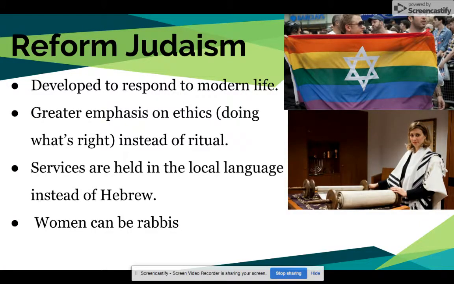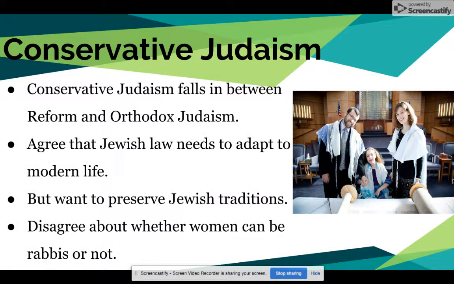On the other end, we have Reform Judaism, and this developed to respond to modern life. There's a greater emphasis on ethics, doing what's right, instead of the rituals found in the Torah. And instead of services being held in Hebrew, services are held in the local language. Women can be rabbis in Reform Judaism. And in the middle, we have Conservative Judaism. This falls between these 2 branches. They agree that Jewish law needs to adapt to modern life, but they also want to preserve those Jewish traditions. They also disagree about whether women can or cannot be rabbis.